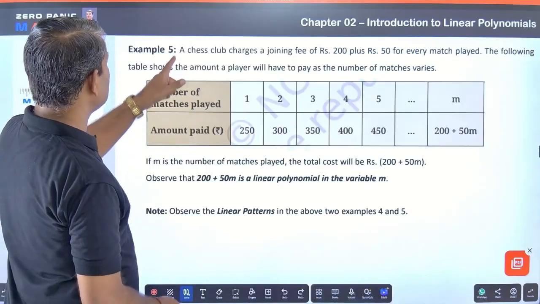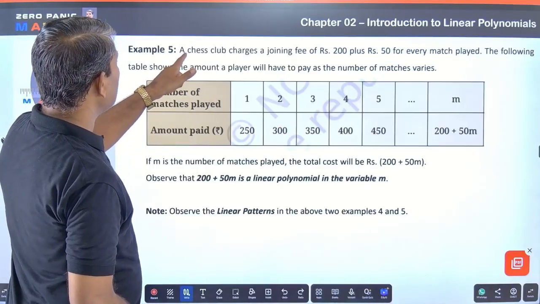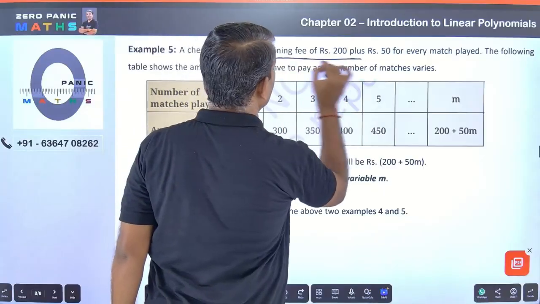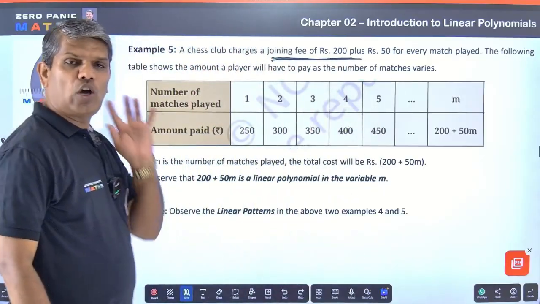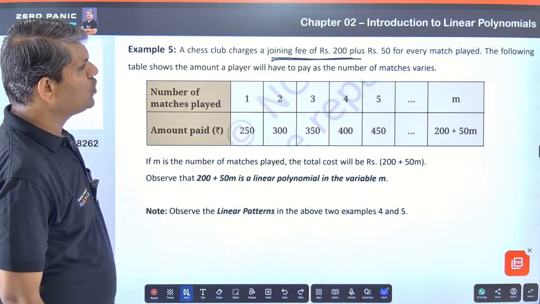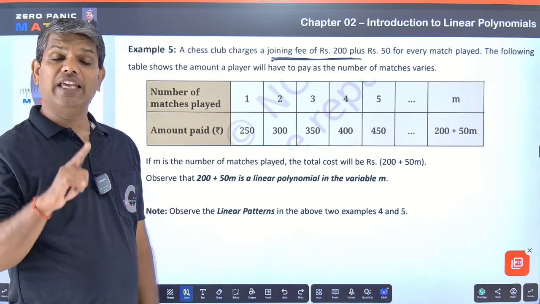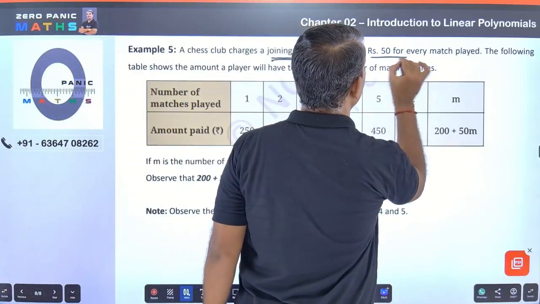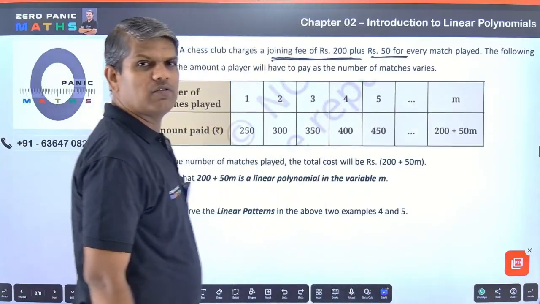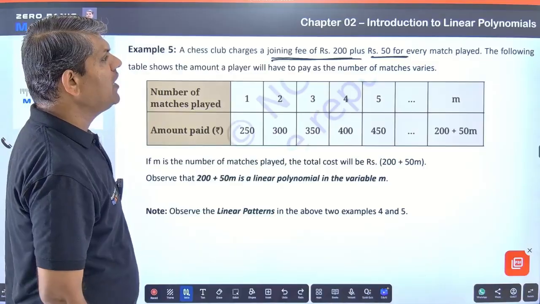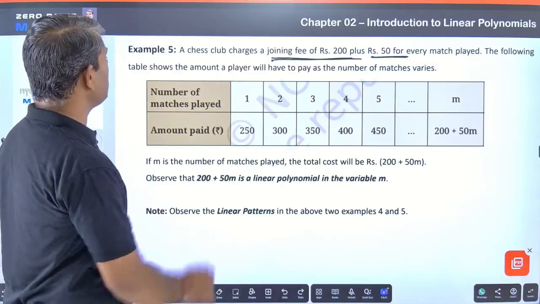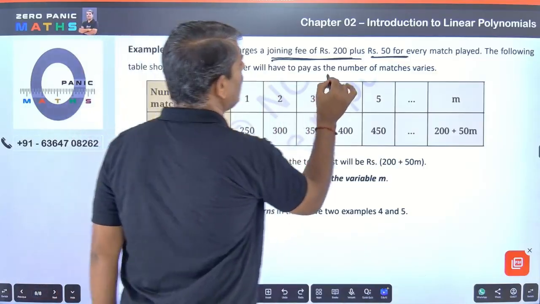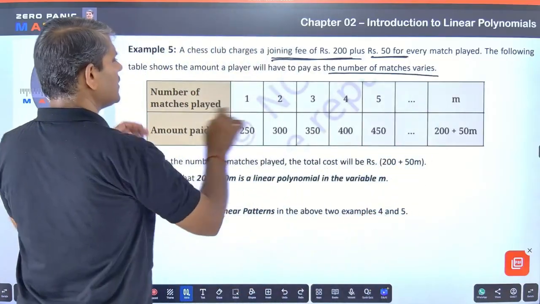Now let us see here. A chess club charges a joining fee of rupees 200. Okay, there is a chess club. To join that, the joining fee is 200 rupees, and for playing each match, you need to pay an additional 50 rupees per match. The following table shows the amount a player will have to pay as the number of matches varies. So there is a simple table here.